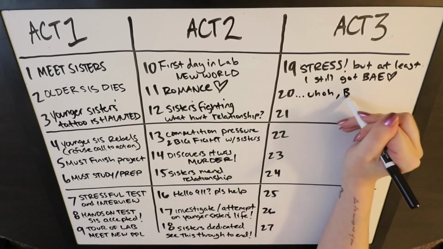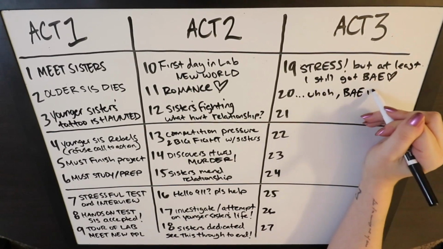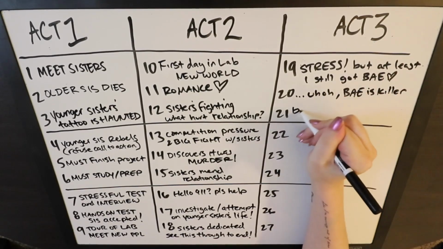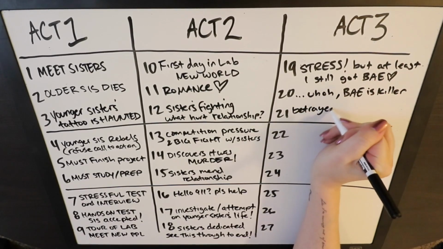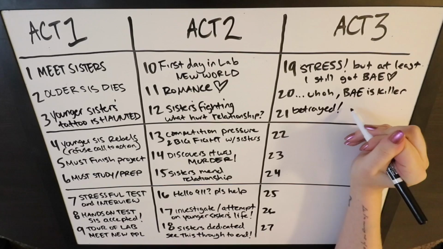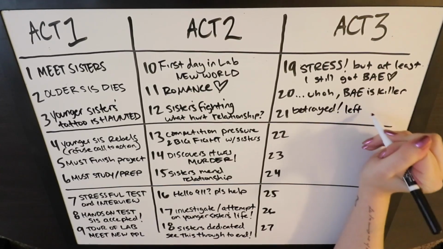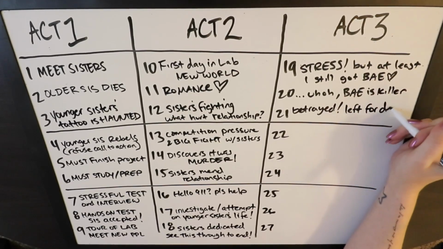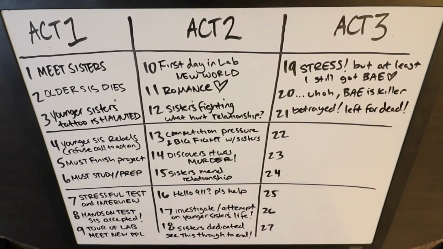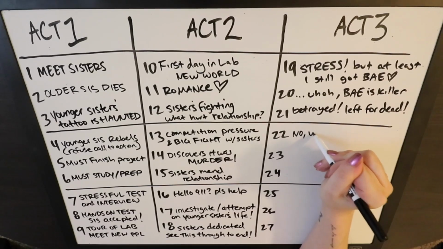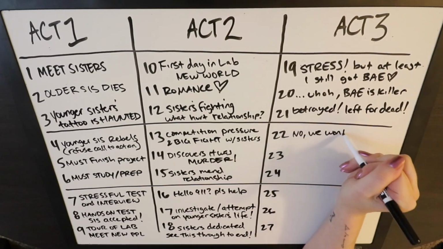Plot twist! The love interest is actually the killer. Uh-oh. And here we are in the darkest moment. The younger sister has been betrayed. Maybe the killer destroys the ghost sister's project and leaves the younger sister to die somewhere. All hope is lost. But then we move into block 8, and no, hope is not lost.